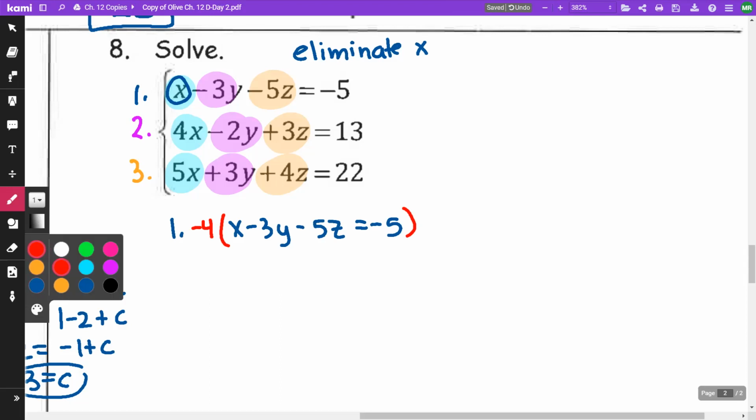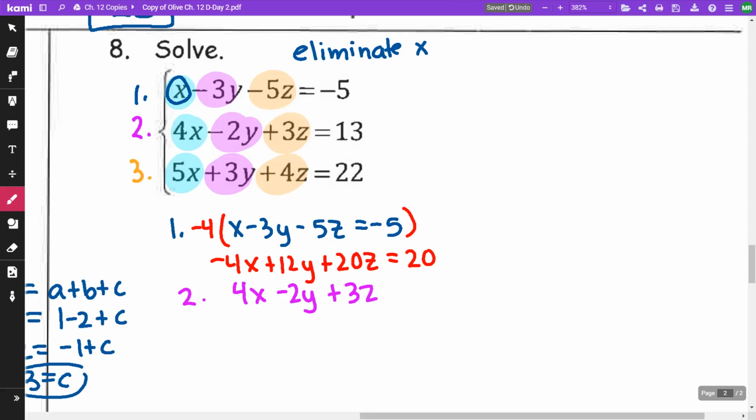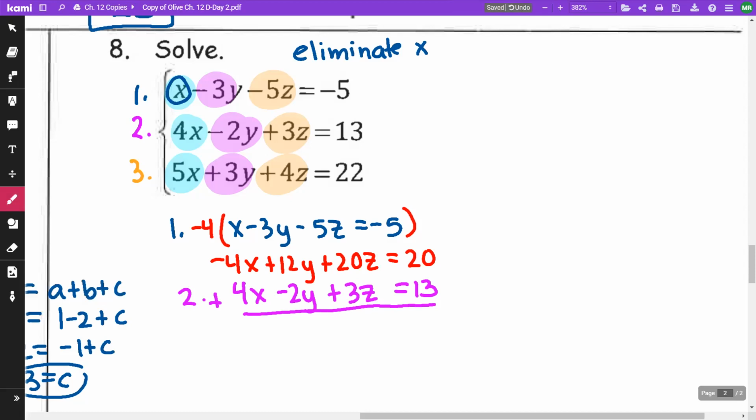And when I do, I'm going to end up with -4x plus 12y plus 20z is equal to 20. And then I'm going to take that one with equation 2, which was a positive 4x. That's why I times it by a -4, minus 2y plus 3z is equal to 13. And I'm going to add these two equations together, and I'm going to get a new equation.